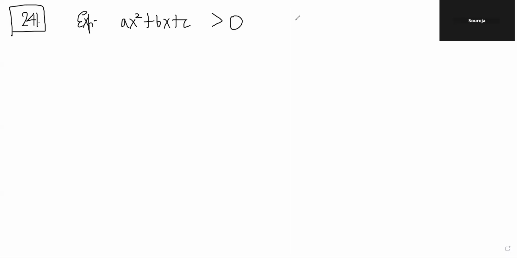We'll now move to 241. It is given that the expression ax square plus bx plus c takes positive values, that is greater than 0, basically for all x greater than 5, right?